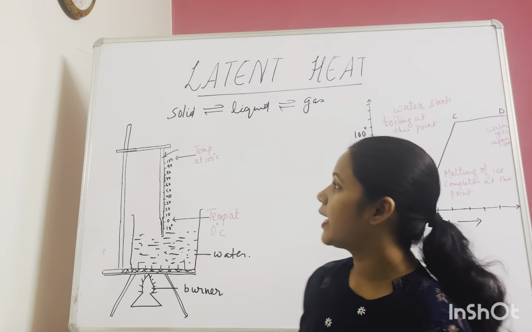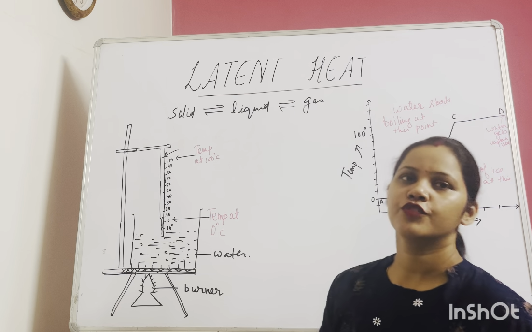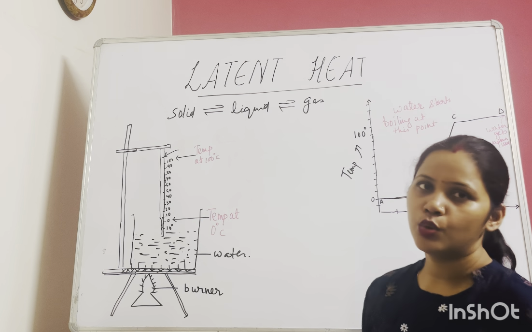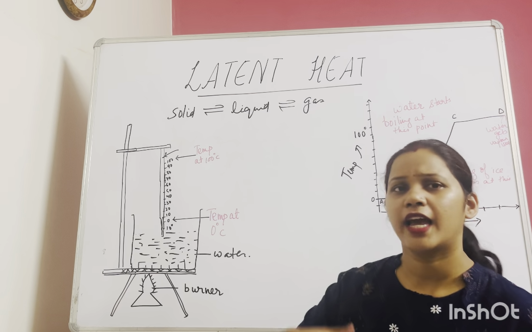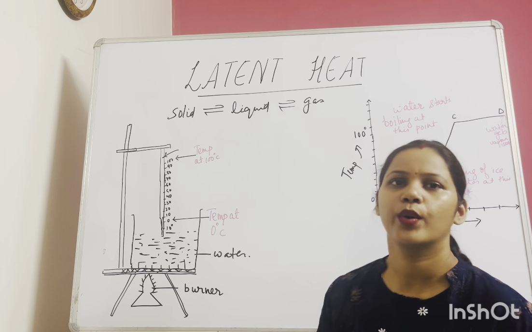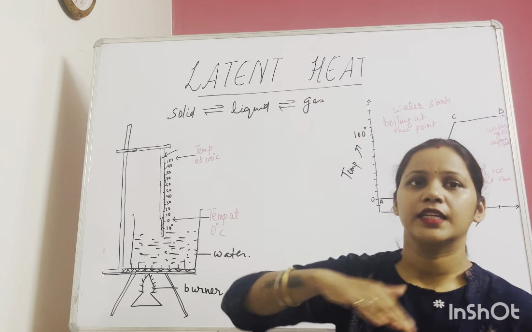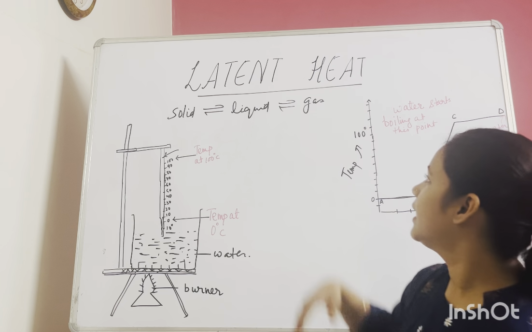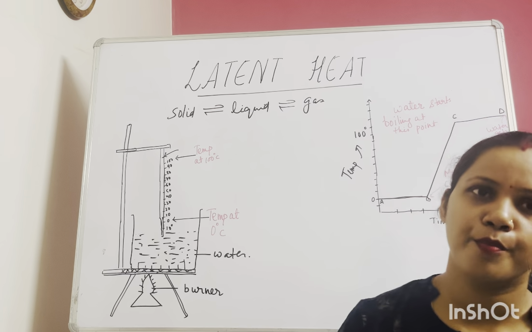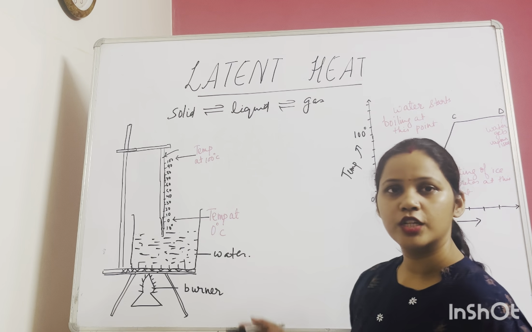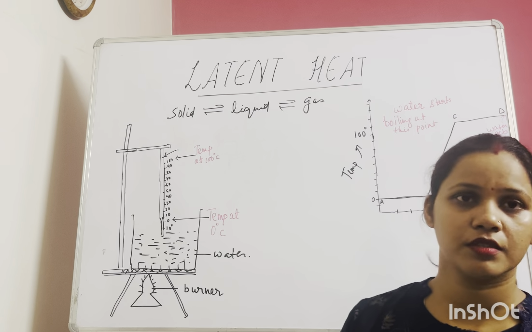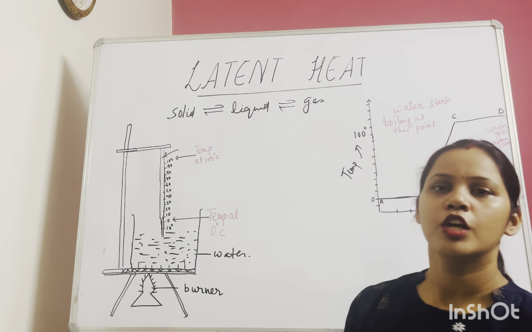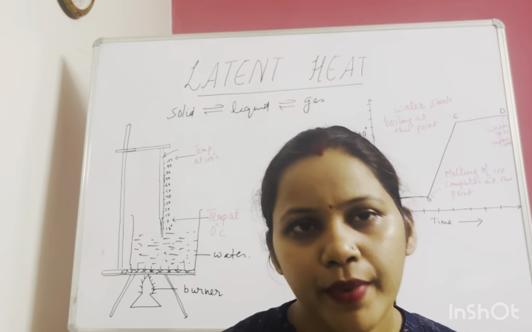Okay, in this video we'll be understanding what is latent heat of fusion and what is latent heat of vaporization. Before we begin, we know that matter can be classified into three states: solid, liquid and gas. And we can easily convert a solid to liquid and liquid to gas. How? By changing the temperature and by changing the pressure. In this video, we will be understanding how temperature changes can help in bringing about this interconversion.